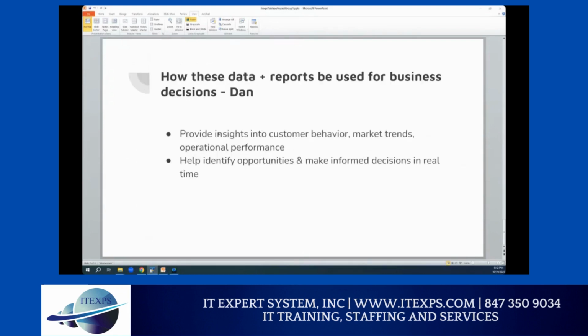Yes, so this is the last slide, the 7th slide. So Dev and I think that this data can provide insights into the customer behavior, market trends, and operational performance, as well as help identify opportunities and make informed decisions in real time.